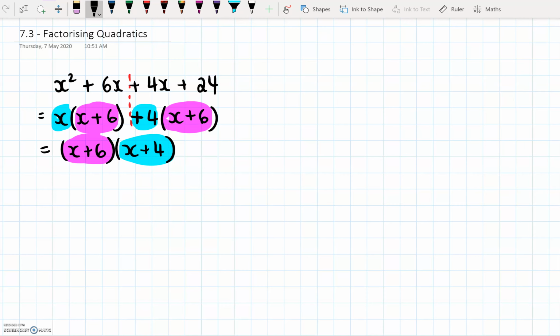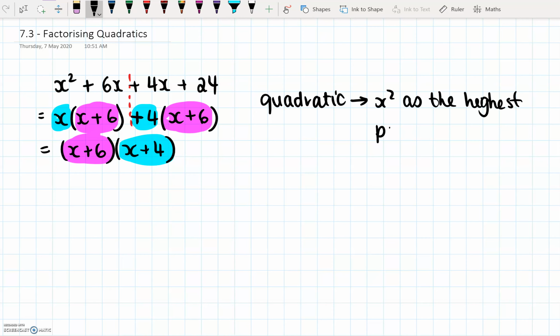Okay, remember a quadratic equation has x squared as the highest power of x. Okay, so we will always have an x squared, okay, and nothing higher. Okay, so we've factorized a quadratic.